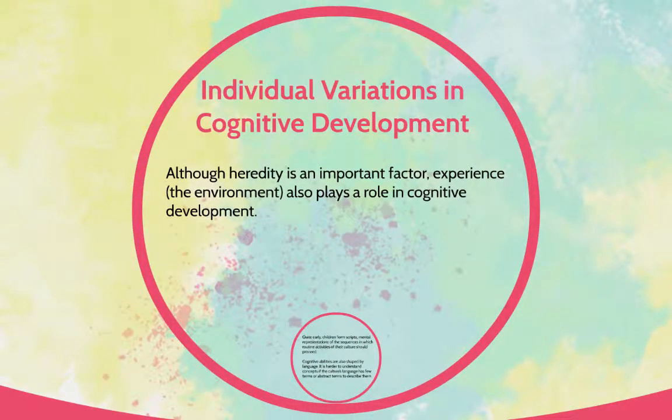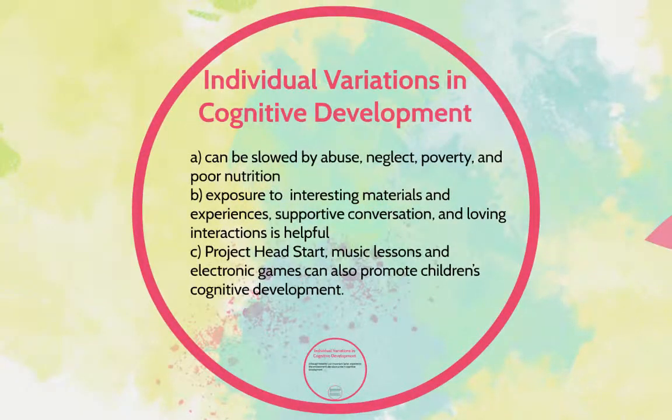Although heredity is an important factor, experience, the environment, also plays a role in cognitive development. Cognitive development can be slowed by conditions of deprivation, such as those resulting from abuse, neglect, poverty, and poor nutrition. Parents can aid a child's cognitive development by exposing him or her to a variety of interesting materials and experiences, supportive conversations, and loving interactions with family members or others, as well as by encouraging the child to take on challenges actively. Project Head Start and other programs for poor preschool children can enhance children's cognitive abilities.